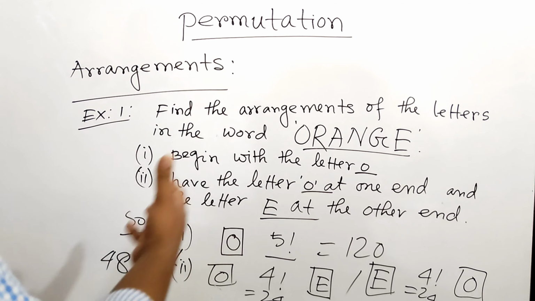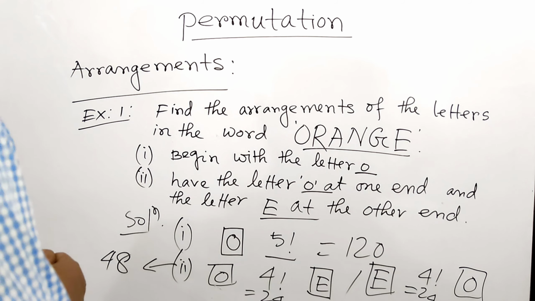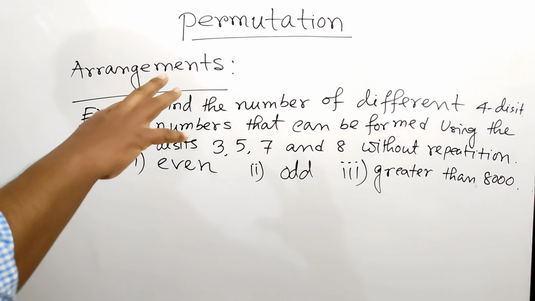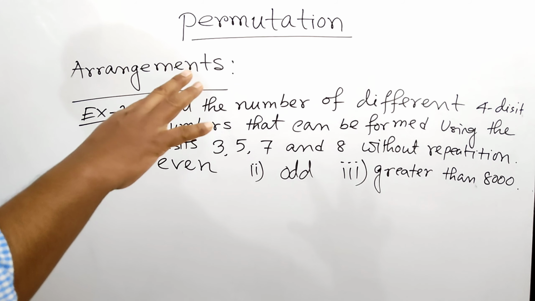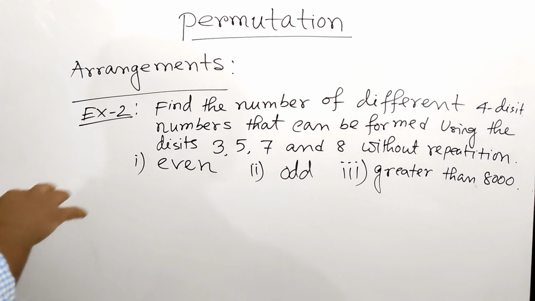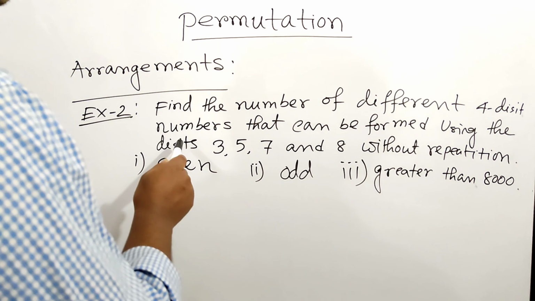Okay, now I'll show another example by using the numbers. That means how we can make different numbers from the given digits. Okay, now look at another example. In this example I'll try to show how you can make numbers from the given digits, that means how you can arrange the given digits.